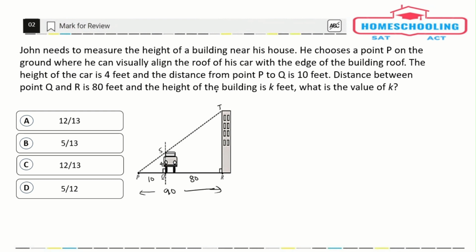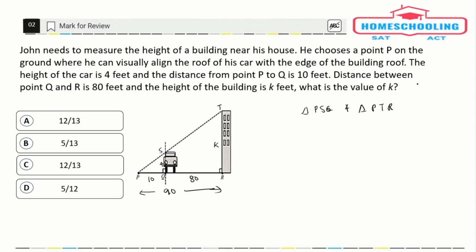And the height of the building is K feet, so RT would be K. We have to find the value of K. In this, we have two triangles: the smaller one, triangle PSQ, and the bigger triangle, PTR. First, we have to see whether these two triangles are congruent or similar or not.